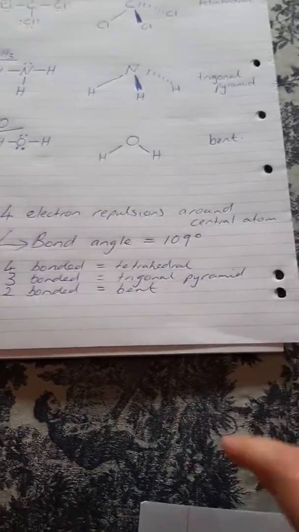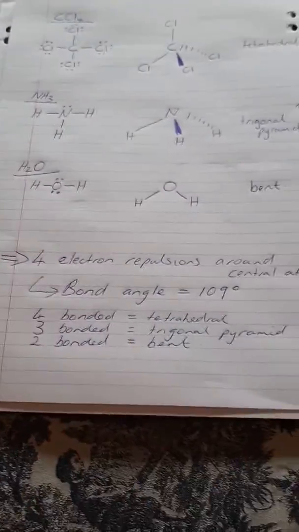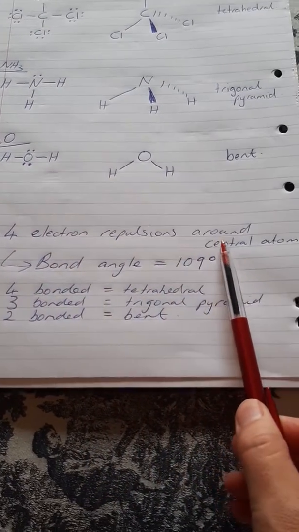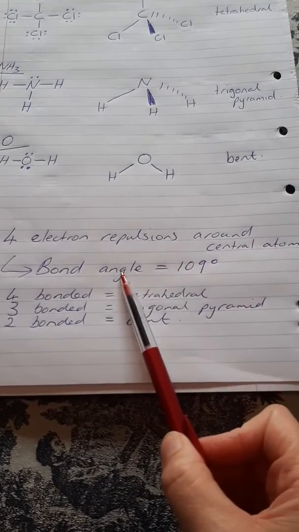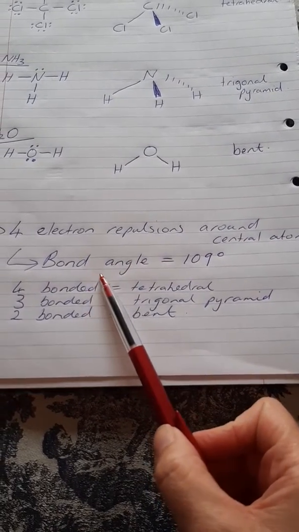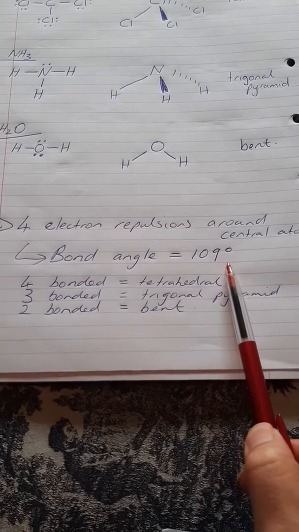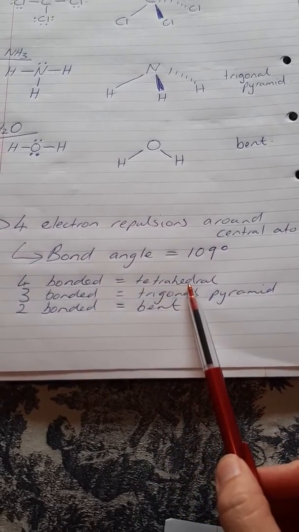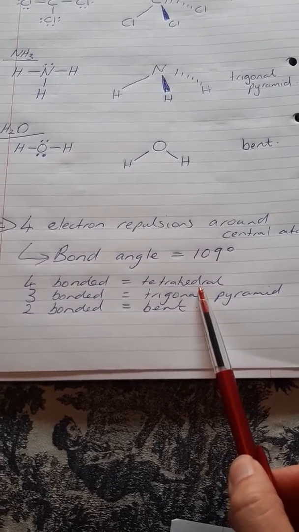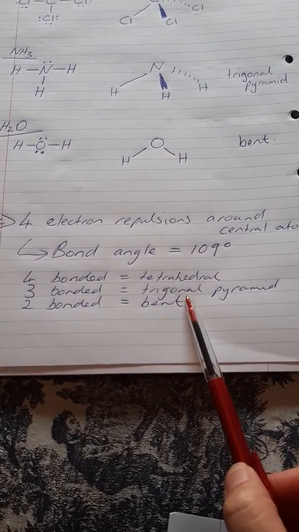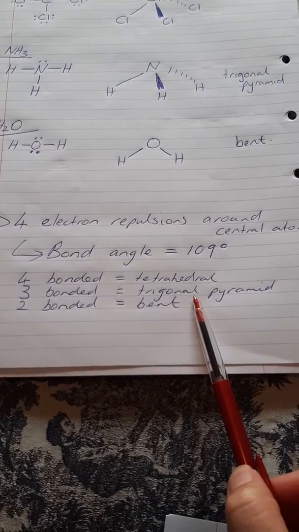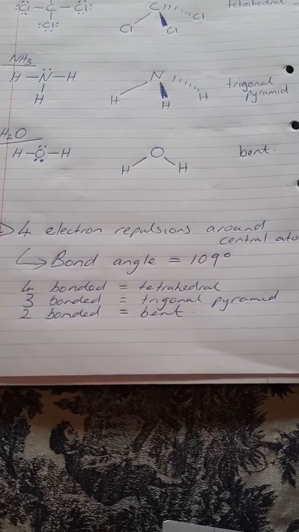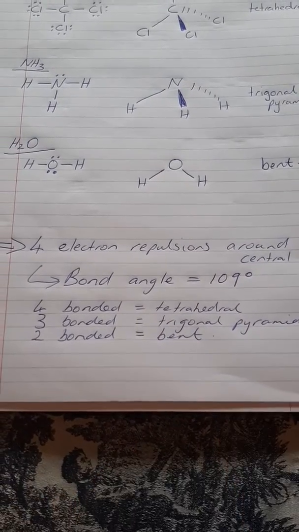So basically, if we have 4 regions of electron density or 4 electron repulsions around the central atom, there is an angle between the bonds of 109 degrees. If all 4 of those are bonded to another atom, then it's a tetrahedral shape. If only 3 are bonded to another atom, it is a trigonal pyramid shape. And if only 2 are bonded to another atom, it is a bent shape.